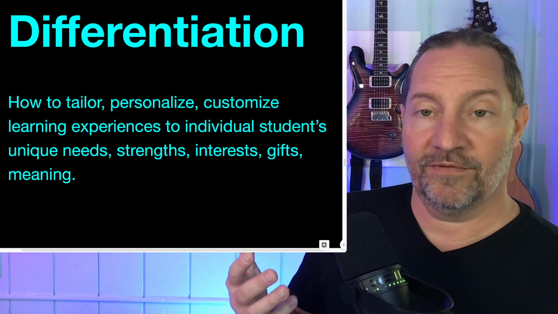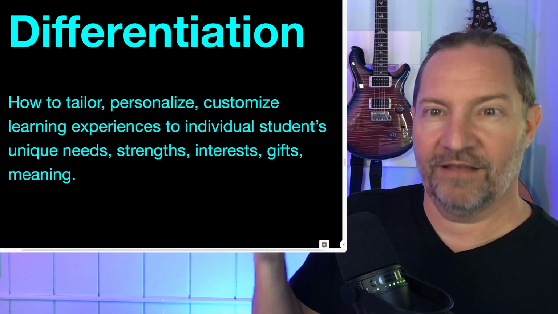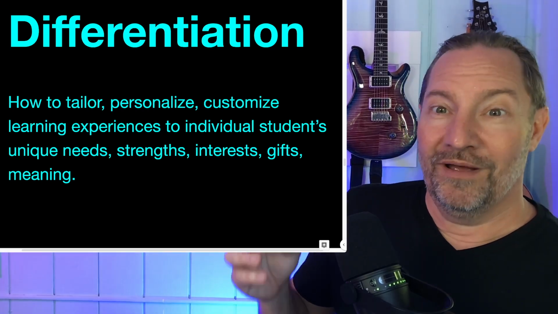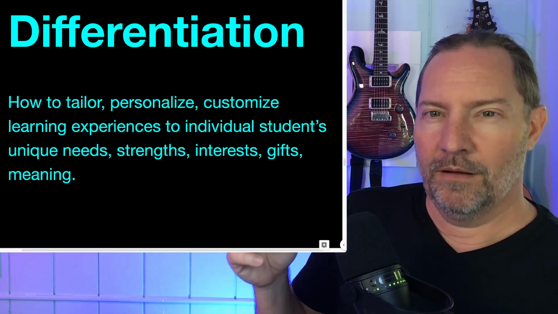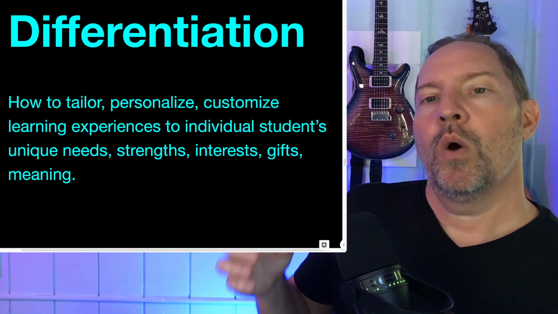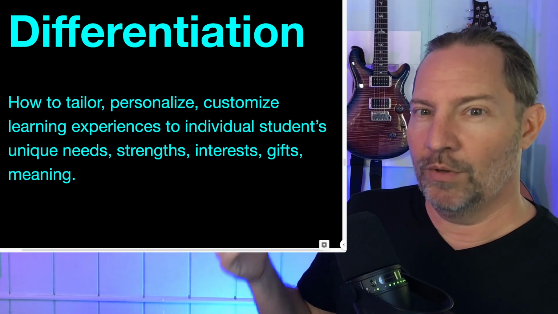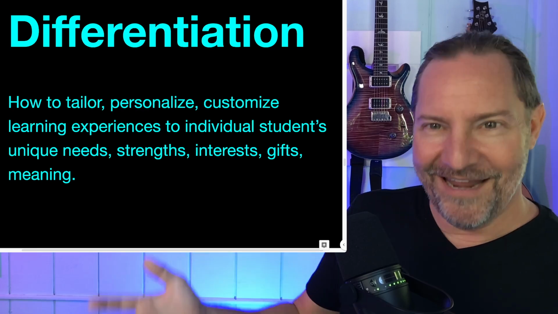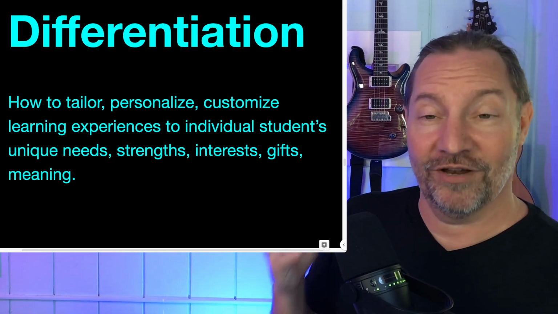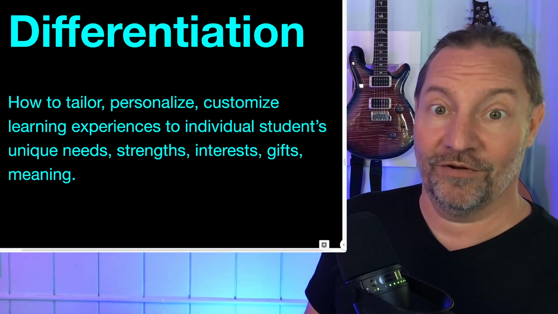The first thing I'm telling you is that differentiation is about how we're going to tailor or personalize learning experiences for the kids that we're working with. But we're going to tailor them to an individual's unique needs. Now, I put after that strengths, interests, gifts, and meaning. And here's why I put that. When we are differentiating, when we are really making learning experiences unique to somebody, all kids have different needs. So how do we make it meet their needs? All kids have different strengths, and a lot of traditional schooling, as you well know, does not often notice the strengths of a lot of neurodiverse kids.